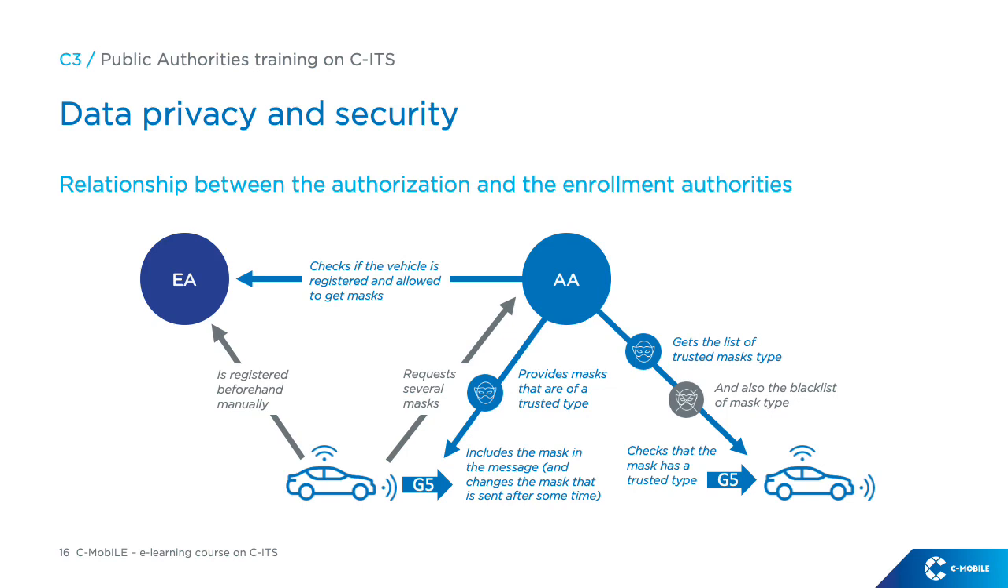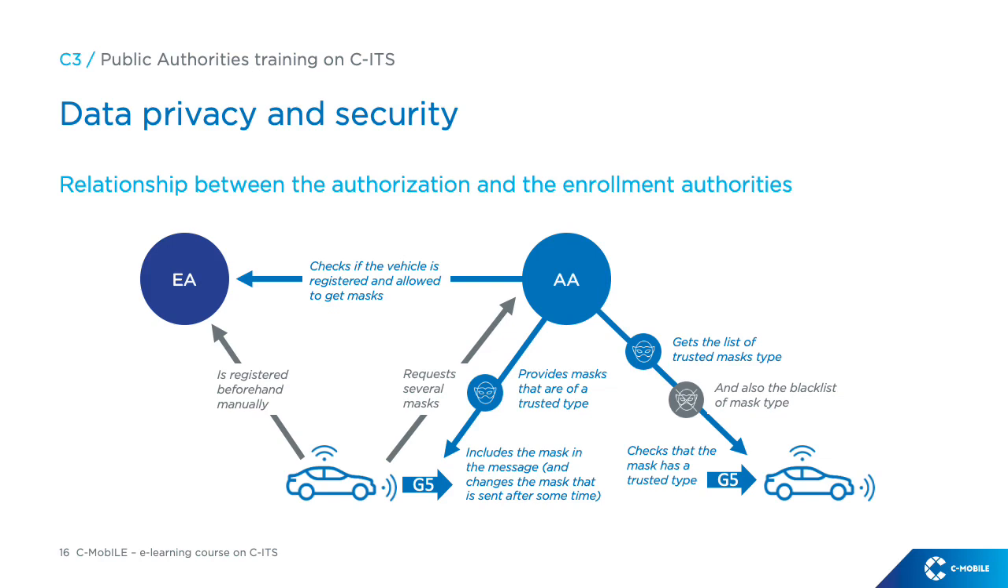When the enrollment certificate is revoked by the enrollment authority, the authorization authority will also make void the authorization tickets, with the creation of a sort of blacklist. In this case, the sender vehicle is not authorized anymore to communicate with other road users, and the receiver vehicle will not recognize the message as trusted.